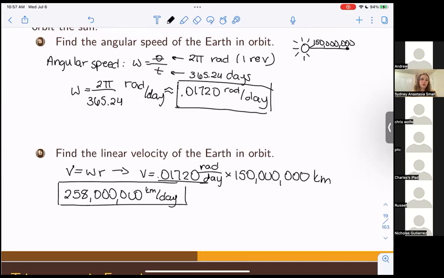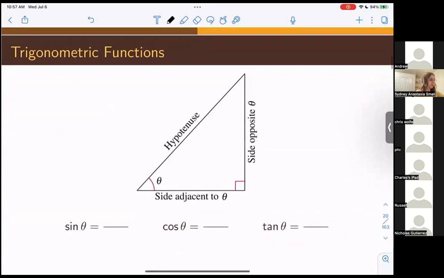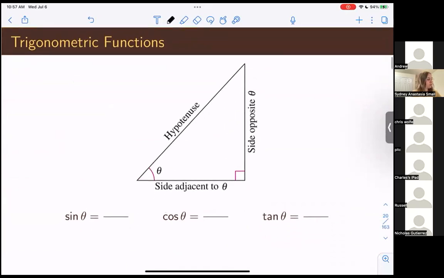Okay, any questions on using these formulas for angular and linear speed? Okay, then if there are no questions, we're going to switch gears a little bit into some triangle trigonometry. Some of you may have seen these before, maybe in geometry or some high school trig. So we're going to start with right triangle trig first.